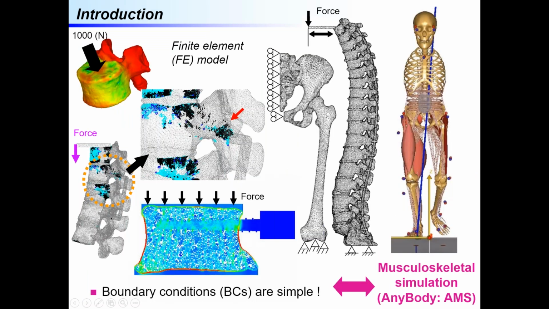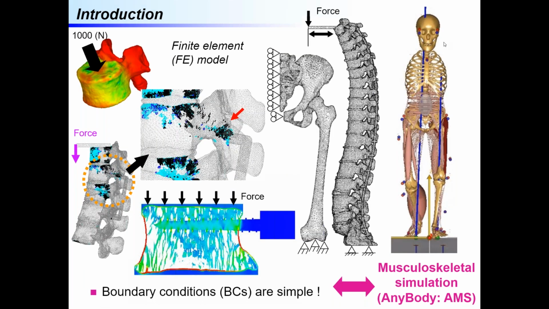On the other hand, defining boundary conditions for finite element models is a significant challenge. We also have FE models such as a single vertebra, pelvis and femur, and a large-scale spinal instrumentation, including other projects. But the problem is boundary conditions are simple. So we'd like to define muscle forces and joint reaction forces based on the musculoskeletal simulation using the AnyBody modeling system and apply them to FE models.